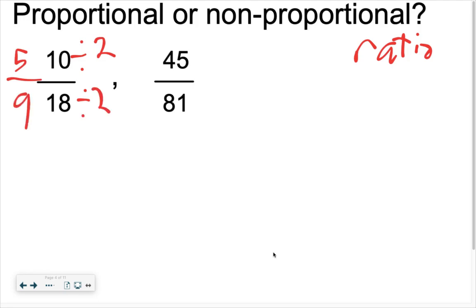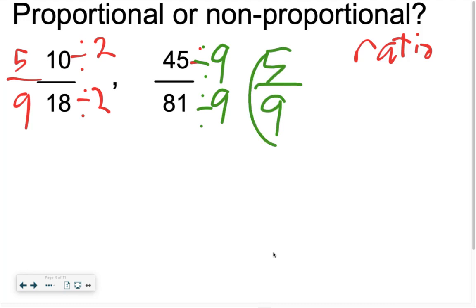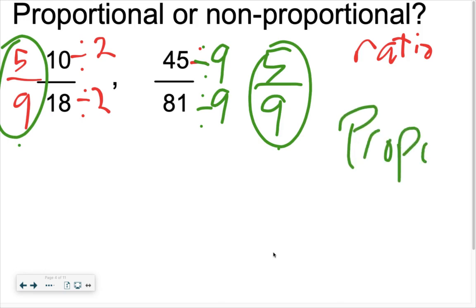Okay? So then let's see here. Can anything go into both 45 and 81? Well, eventually we can get down to dividing by 9. See, 45 divided by 9 is 5, and 81 divided by 9 is 9. So right here, that's what we're going to ask ourselves. Did we get to an equivalent ratio? Yeah, we did. They have the same fraction. So yes, then they are proportional.